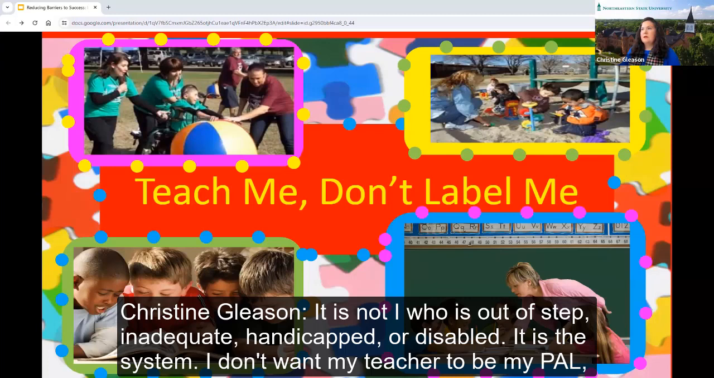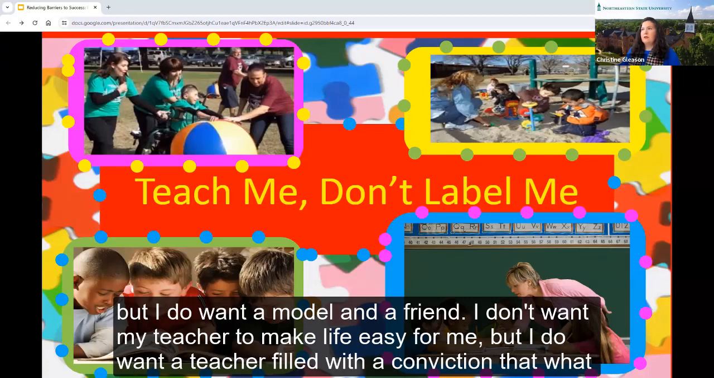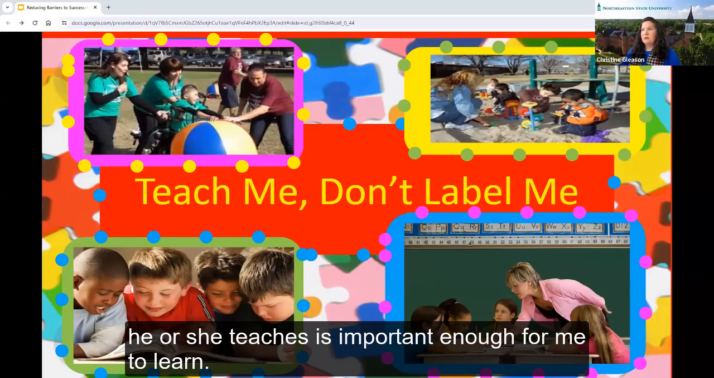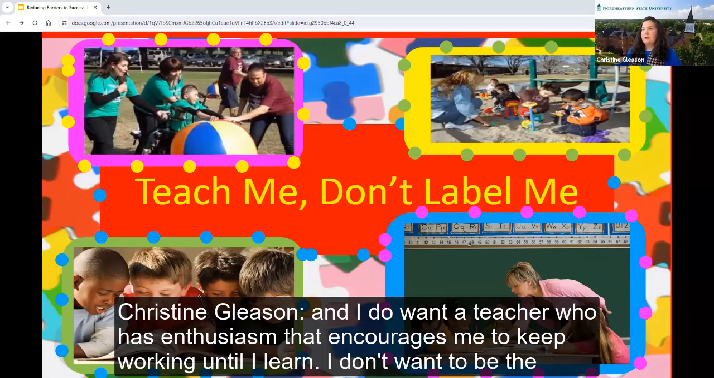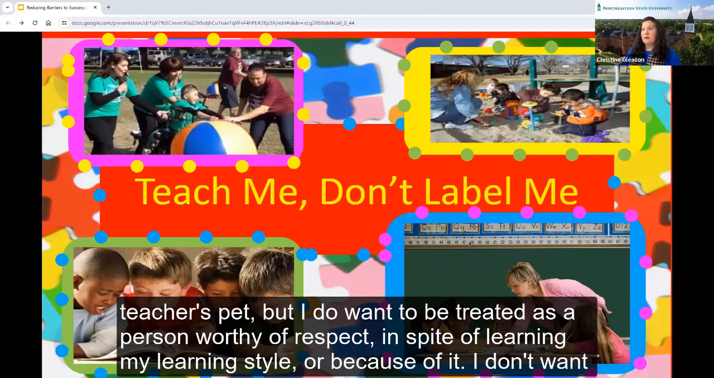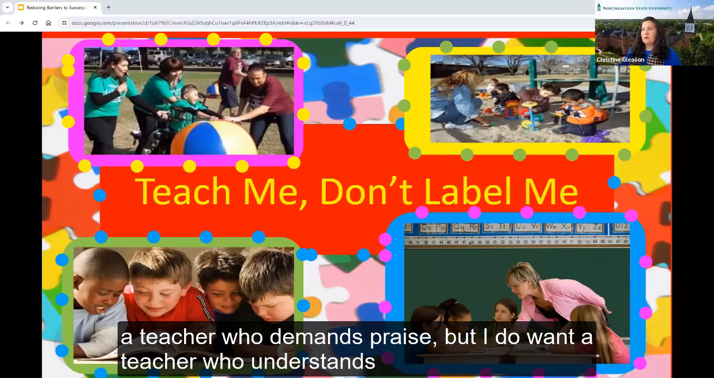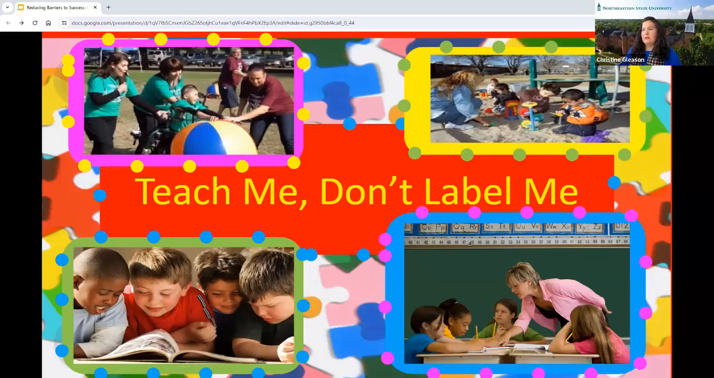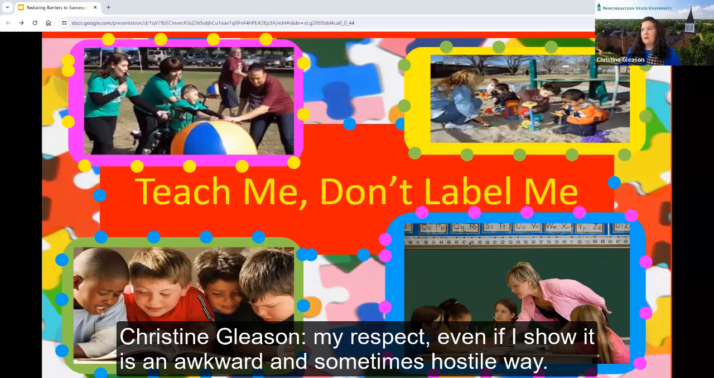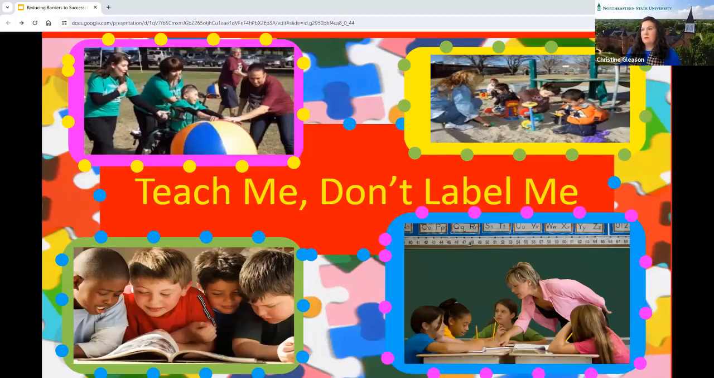It is the system. I don't want my teacher to be my pal, but I do want a model and a friend. I don't want my teacher to make life easy for me, but I do want a teacher filled with the conviction that what he or she teaches is important enough for me to learn. And I do want a teacher who has enthusiasm that encourages me to keep working until I learn. I don't want to be the teacher's pet, but I do want to be treated as a person worthy of respect in spite of my learning style or because of it. I don't want a teacher who demands praise, but I do want a teacher who understands my respect, even if I show it in an awkward and sometimes hostile way.